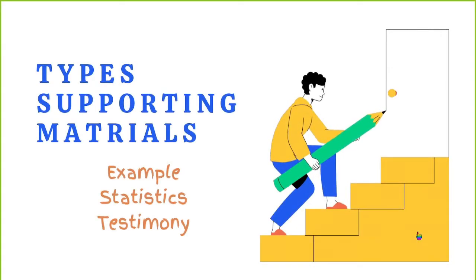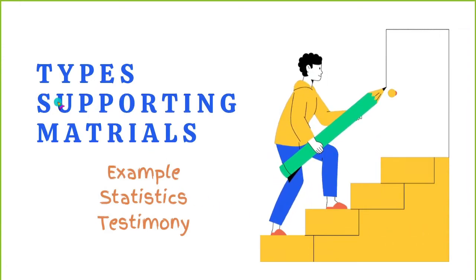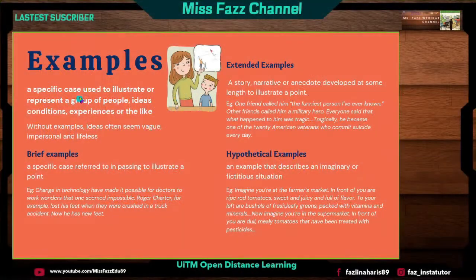And move to example. An example is a specific case used to illustrate or represent a group of people, ideas, conditions, experiences, or the like. Without examples, ideas often seem vague, impersonal, and lifeless. Okay, there are three types of example in public speech that you can use. One is the brief example, second is the extended example, and number three is the hypothetical example.